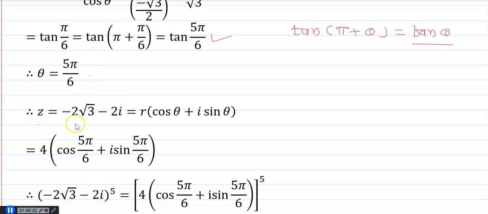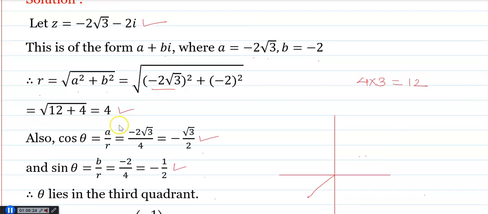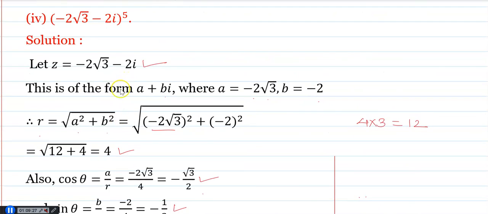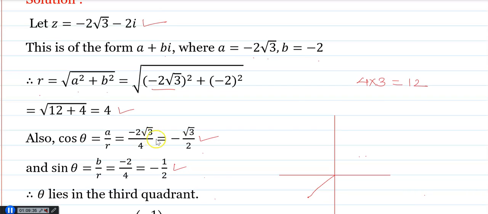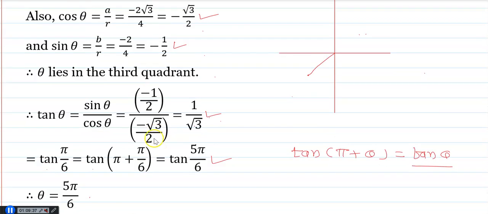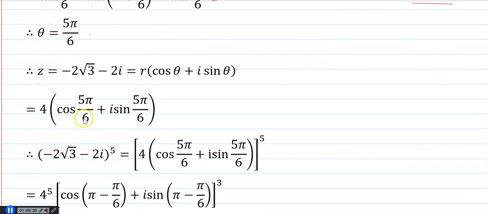Therefore z is equal to minus 2 root 3 minus 2i. So what was given, z, can be written in polar form, that is r times cos theta plus i times sin theta. The value of r is 4. So z is 4 times cos of 5 pi by 6 plus i times sin of 5 pi by 6.